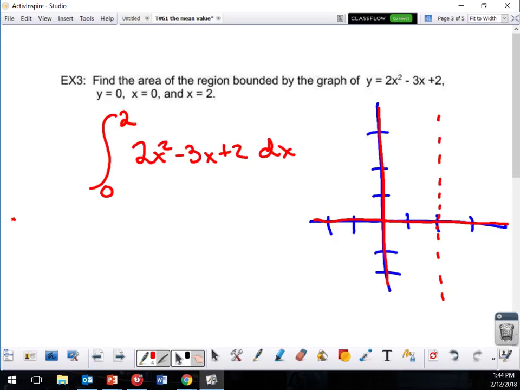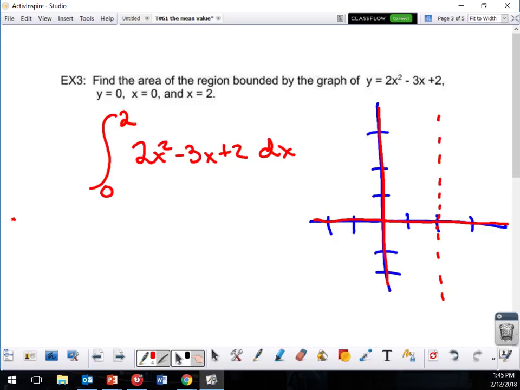Is it asking for the average area or just the area? Just the area. So I'm not looking for average area this time, I'm just looking for area. This one is slightly different just because it's giving you the bounds written like this, so you have to actually think about this. From 0 to 2 is this piece right here, and it's above my axes. Okay?